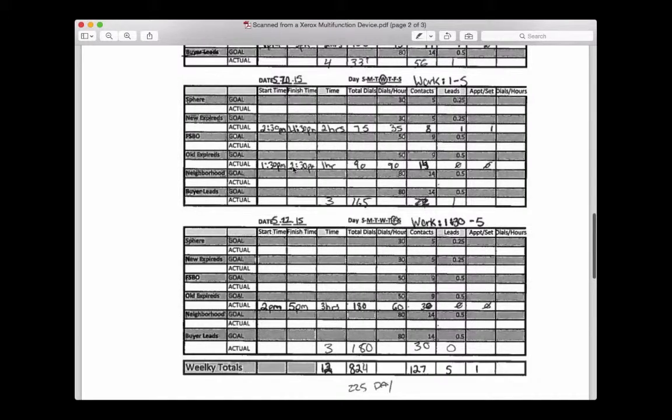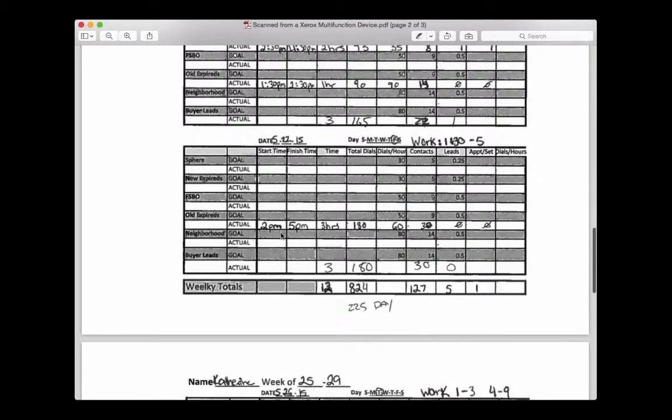She started calling old expireds here, and then she moved to new expireds. So old expireds 1:30 to 2:30, she called for an hour. She made 90 dials, so she averaged 90 dials per hour. She made 14 contacts, no leads. Here it was 2:30 to 4:30, 2 hours, 75 total dials. Did 35 dials per hour because, again, she's dialing single line dialer. At this point, she was on just those single line, one call at a time. She made 8 contacts and got 1 lead.